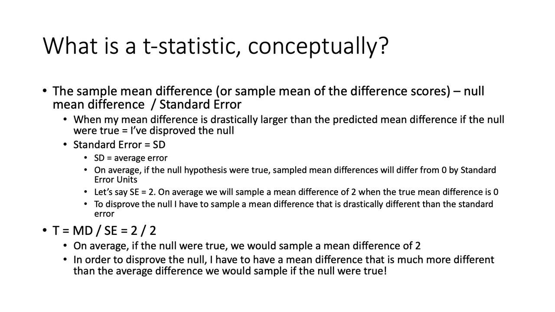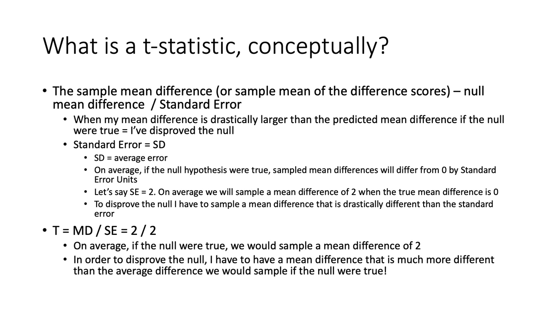So let's say our standard error was 2. On average, we will sample a mean difference of 2 when the true mean difference is 0 quite frequently. On average, we will sample a mean difference of 2 when the true mean difference is 0. That's how you start to think about standard error. It's like, okay, I want to compare my mean difference to the standard error, and I want my mean difference to be drastically different than standard error, because standard error is the average or expected mean difference that we are going to sample if the null hypothesis is true. On average, we have error in our sampling mean differences when the null hypothesis is true.